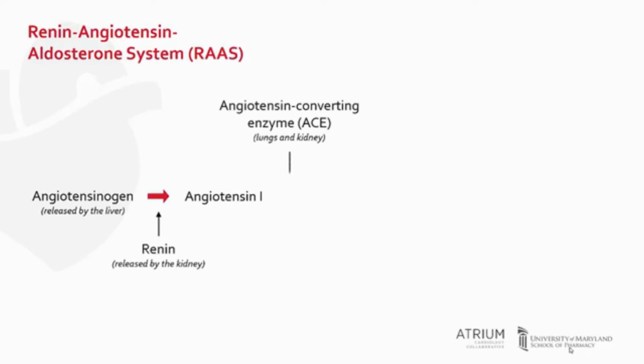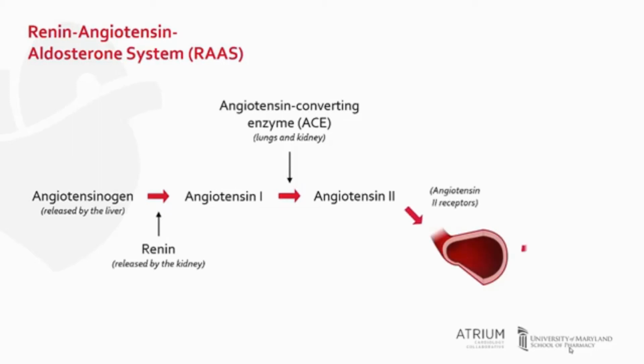Now, the kidneys release renin into the bloodstream in response to low blood pressures. Now, this converts circulating angiotensinogen into angiotensin I. Angiotensin I is then converted into angiotensin II by the angiotensin-converting enzyme, or ACE. Now, angiotensin II is one of the body's most potent physiologic vasoconstrictors, and it can bind to angiotensin II receptors on vascular smooth muscle to increase blood pressure directly.